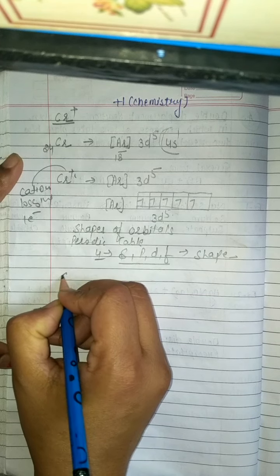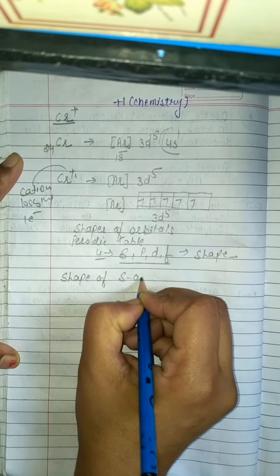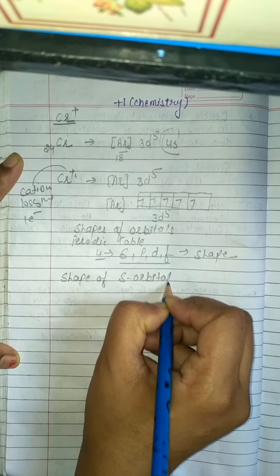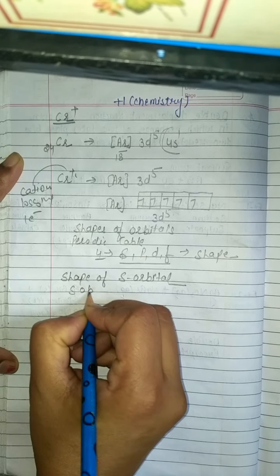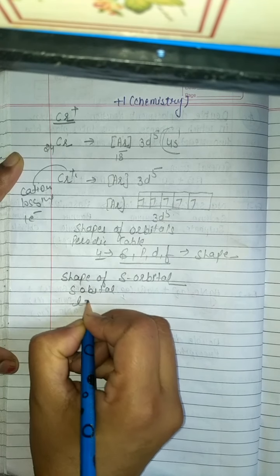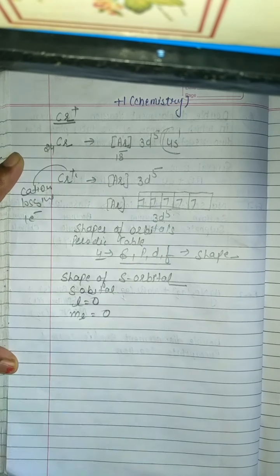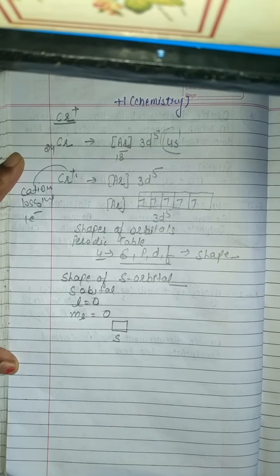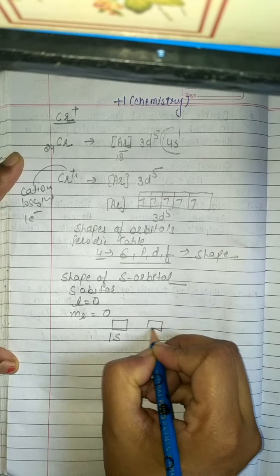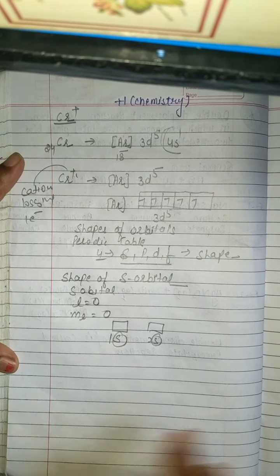First we discuss the shape of the S orbital. For an S orbital, L equals 0 and the value of M is 0. It means only a single orbital is present for S. In 1s or 2s, for S we mention a single orbital.